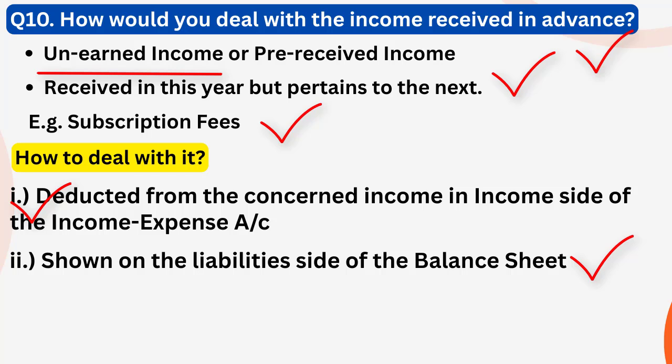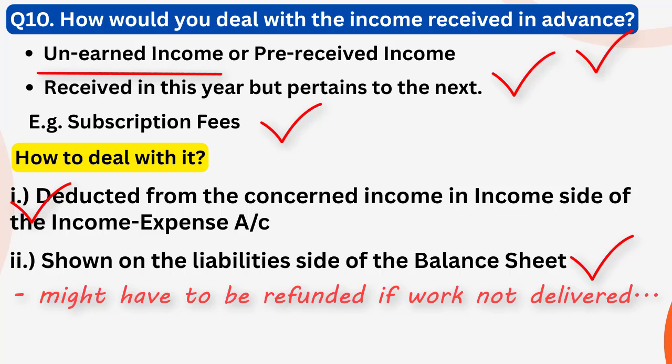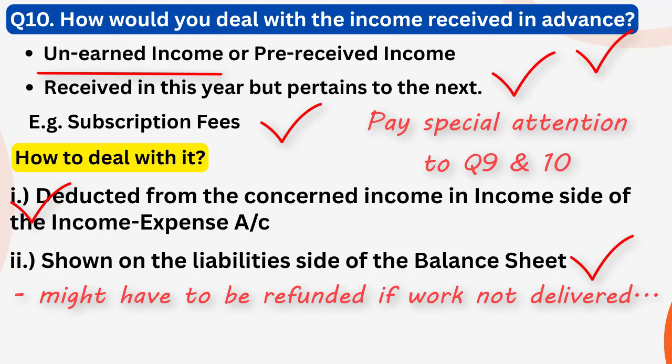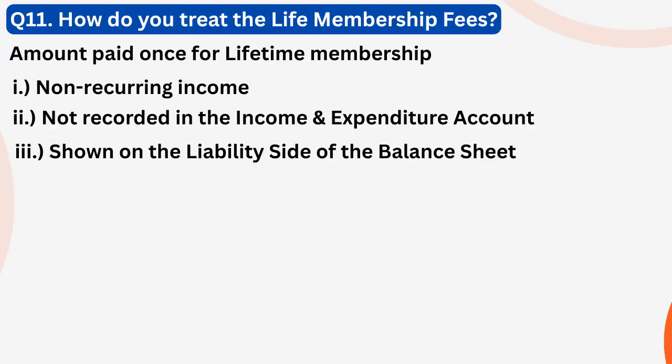Why? Because the amount belongs to the next accounting period and might have to be refunded if the services are not provided. That is why it is a liability. So see, these two questions, 9 and 10, both of them are very, very important. Pay attention. If need be, you can replay this part of the video to ensure that you have got them right. But make sure that you are pretty clear with them. Fantastic. Let's move on to question number 11.